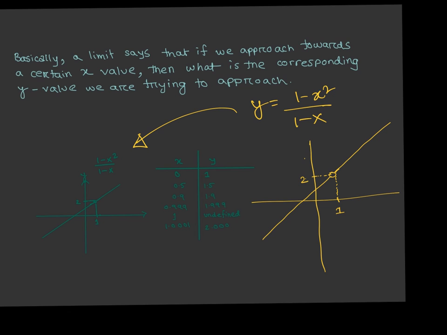And if you plot some points for this equation, for example, when x is equal to 0, you're seeing that y is equal to 1. Similarly, when you're trying to go closer to x equal to 1, remember our target is that x is approaching 1. So from 0 we have moved to 0.5, and we can see that y has moved to 1.5. Similarly, when x has moved to 0.9, y has moved to 1.9.